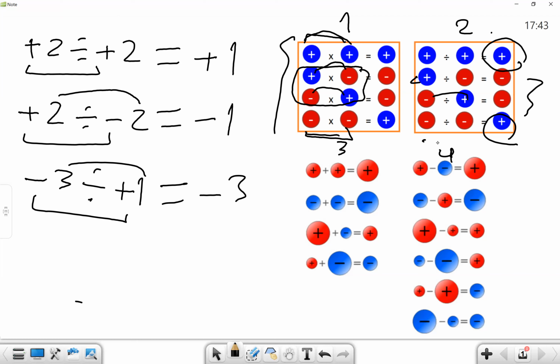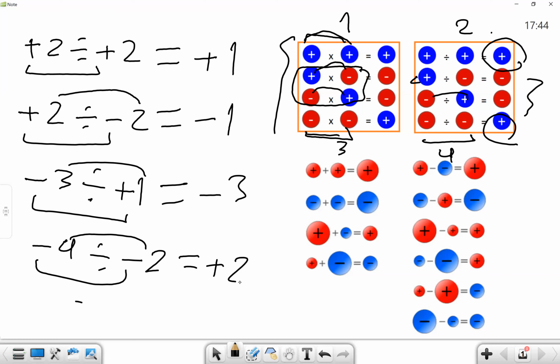The last one, negative divided by negative. Negative 4 divided by negative 2. Negative divided by negative equals positive. 4 divided by 2 equals 2. The result is positive 2.